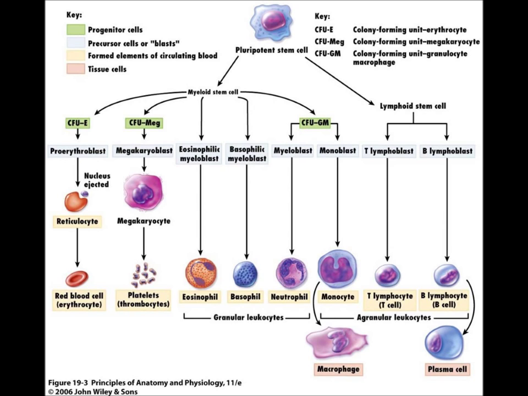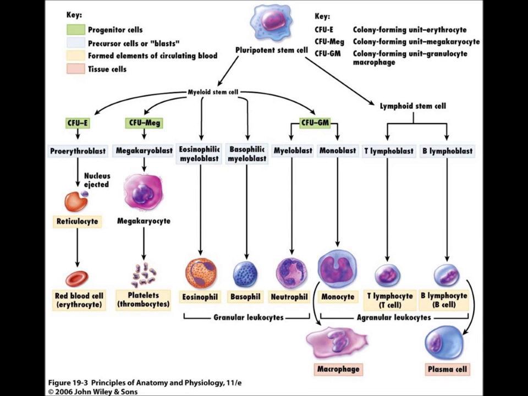Pluripotent stem cells in red bone marrow produce two further types of stem cells called myeloid stem cells and lymphoid stem cells. Myeloid stem cells begin their development in red bone marrow and give rise to red blood cells, platelets, monocytes, neutrophils, eosinophils, and basophils. Lymphoid stem cells begin their development in red bone marrow, but complete it in lymphatic tissues. They give rise to lymphocytes: T cells, B cells, and plasma cells.